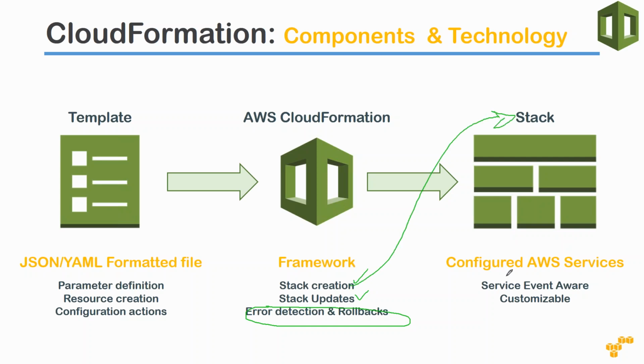And when it is ready for use, your CloudWatch events come into the picture, and event-driven notifications and event-driven processing starts. Probably you will trigger your Route 53 to start sending traffic to your production servers now, because your stack is completed. So these are the three main terms: template, CloudFormation service, and the stack itself.